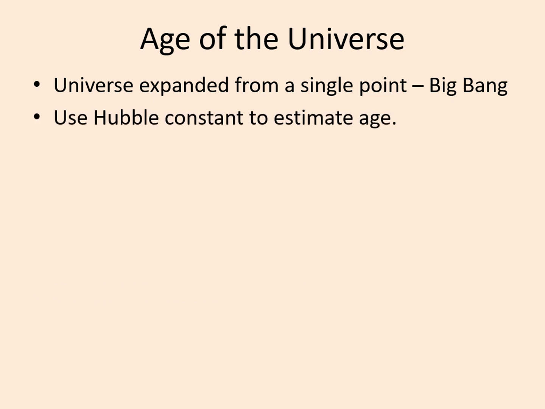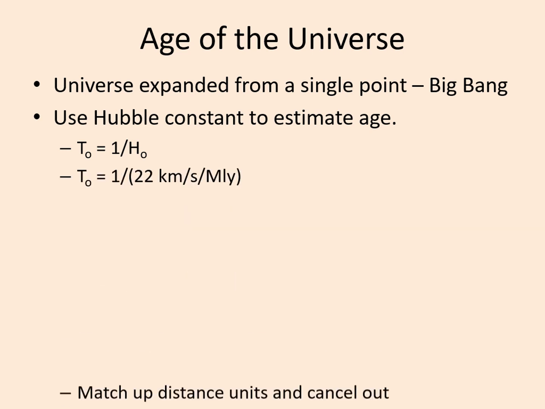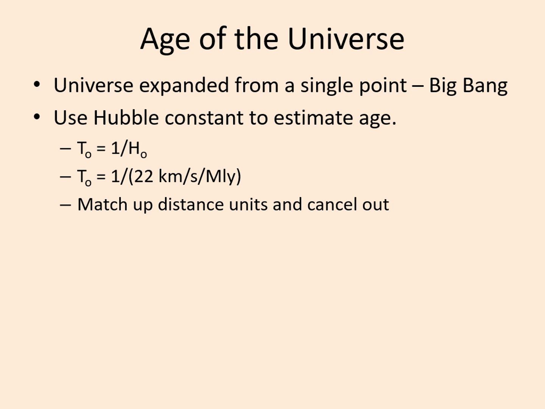We can get an estimate of how long this time has been from the value of the Hubble constant, since that's a measurement of the rate of expansion. This age is given by 1 divided by the Hubble constant. However, you need to convert the units to get it into a simple time unit. We can do this because the other units in the Hubble constant are both distances, so if they match, then they cancel each other out.